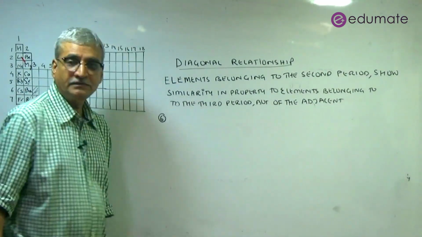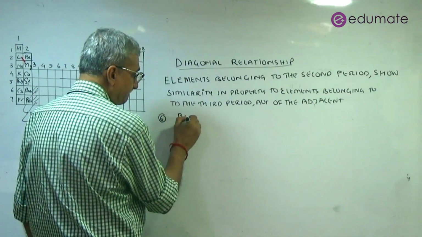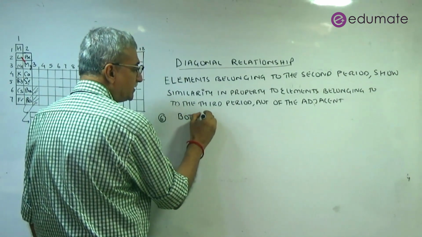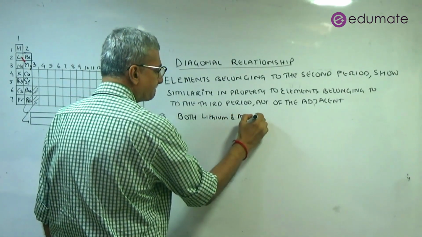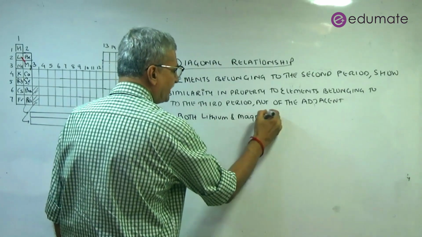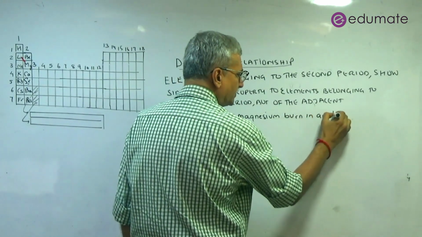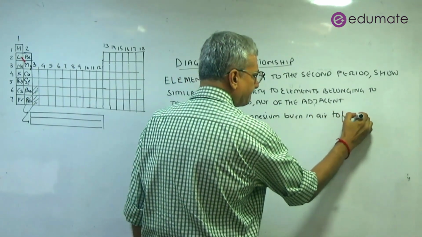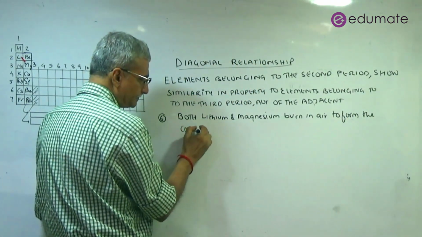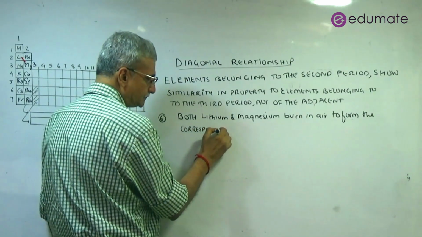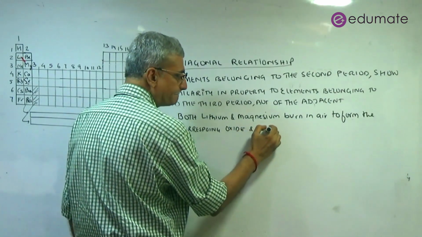So we realize that the next one is that both lithium and magnesium burn in air to form the corresponding oxide and nitride.